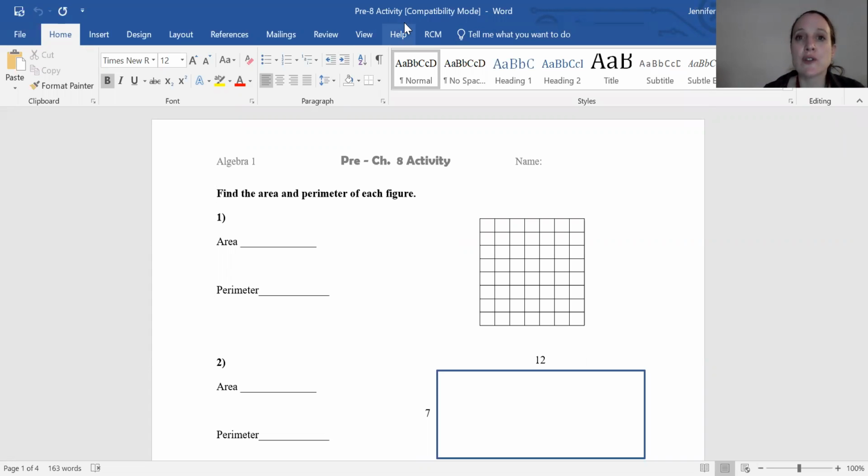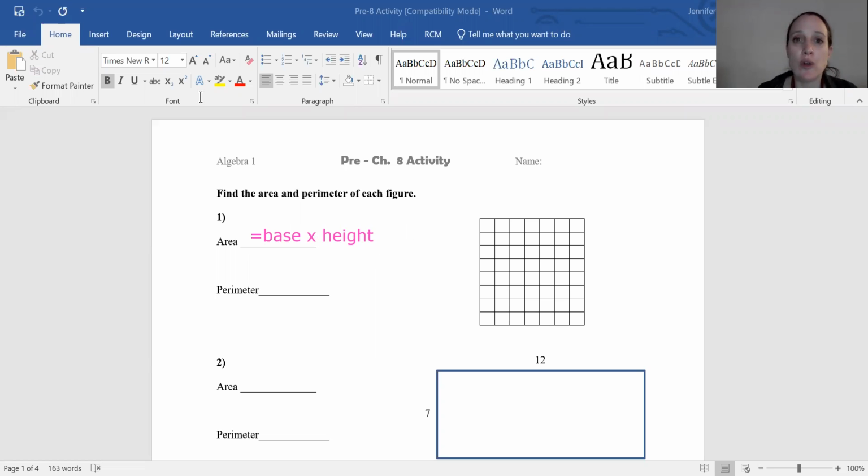But we're going to first start with area and perimeter. Let's take a look at area first. How do you find the area of a rectangle? The area of a rectangle equals the base of the rectangle times the height of the rectangle. So it's base times height. You'll also see that written as width times length, but we're going to use base times height here.